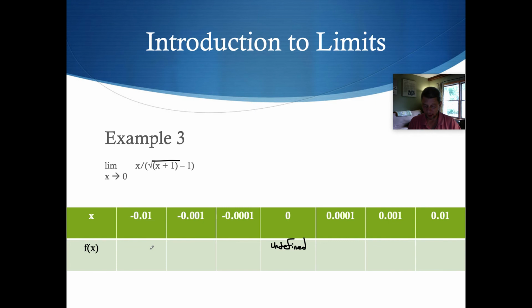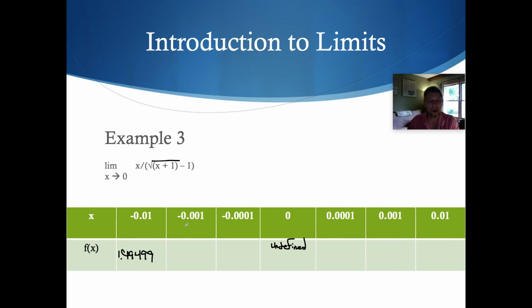All right, so if I plug in negative 0.01 for this, I get 0.99. All right, the square root of 0.99 minus 1, and then x divided by that is going to give me 1.99499, according to my calculator. Okay.